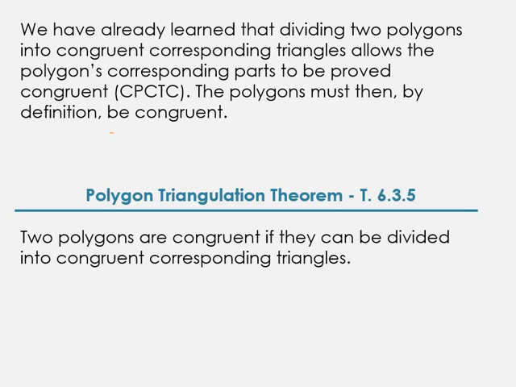We've already learned that dividing two polygons into congruent corresponding triangles allows the polygon's corresponding parts to be proved congruent. We do this by using CPCTC, or by proving triangles congruent with side angle side, side side side, and so forth. The polygons must then, by definition, be congruent. This leads us to the next theorem, the polygon triangulation theorem, theorem 6.3.5. Two polygons are congruent if they can be divided into congruent corresponding triangles.